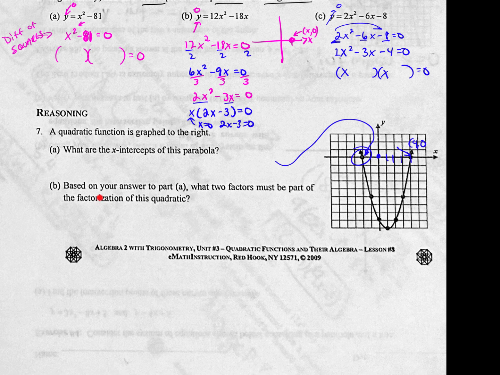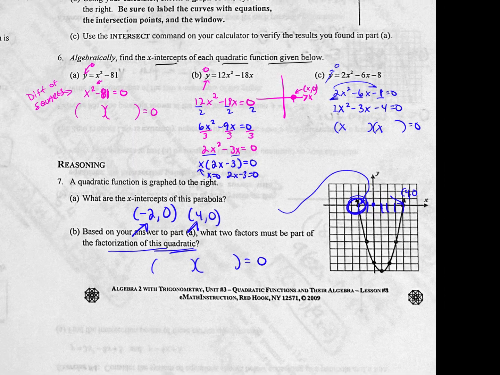Based on your answer to part A, what two factors must be part of the factorization of this quadratic? Okay, so this is really a key thing here. 1, 2, 3, 4. We got one of these at 4, 0. The other one's over here at -1, -2, it looks like. -2, 0. That means these are the x values that make this quadratic equation equal to 0.